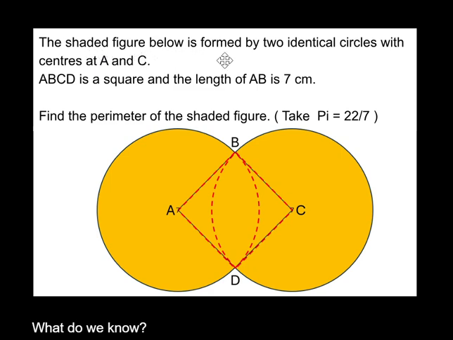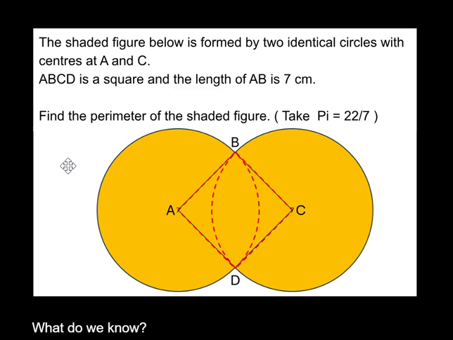The shaded figure below is formed by two identical circles with center A and C. ABCD is a square and the length of AB is 7 cm. Find the perimeter of the shaded figure. Take pi equal to 22 over 7.